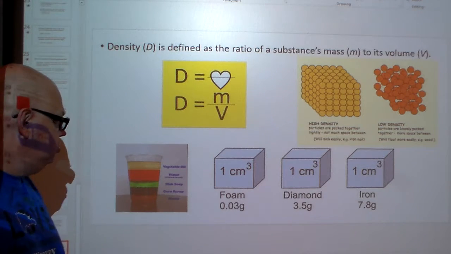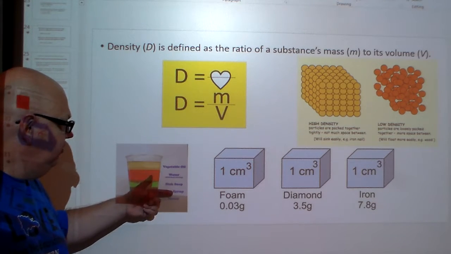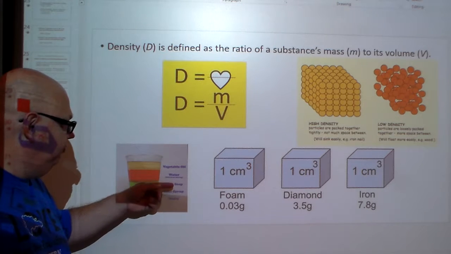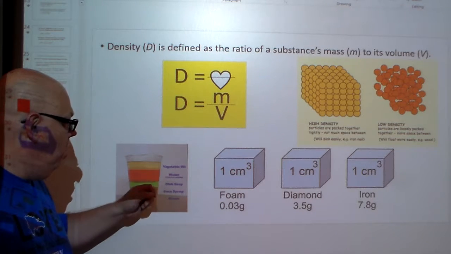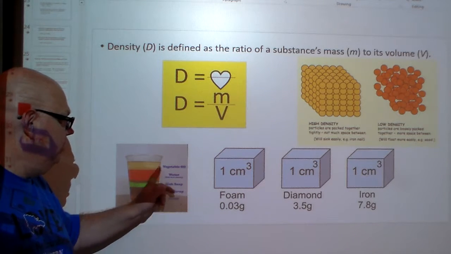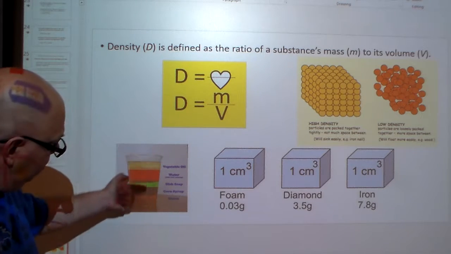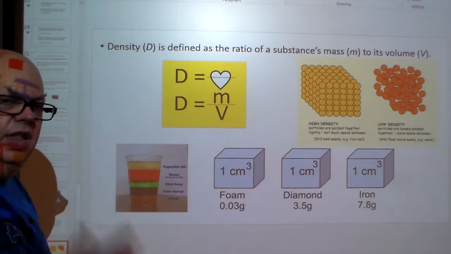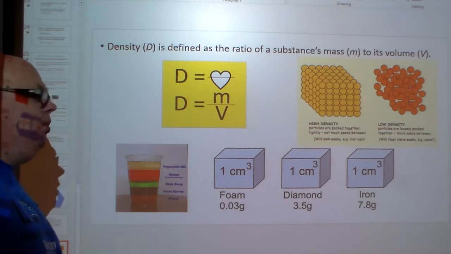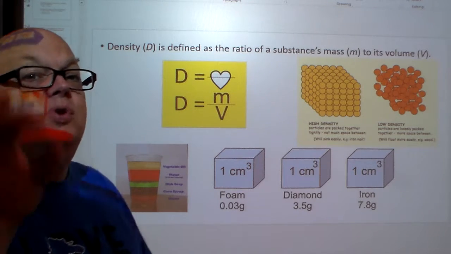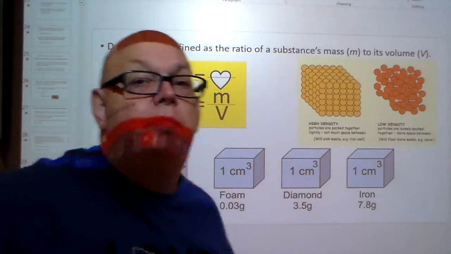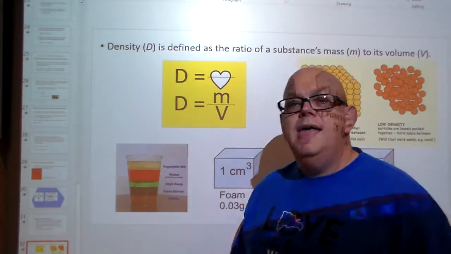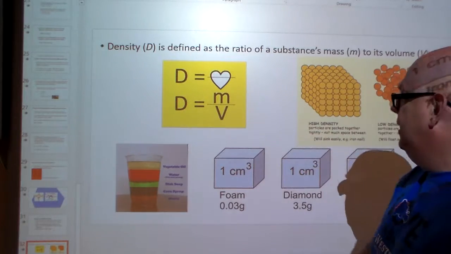So here on this picture, we've got different densities of different things. We've got honey, corn syrup, dish soap, water with some food coloring, and vegetable oil. And if you notice, they form 1, 2, 3, 4, 5 distinct layers in the cup. Well, what's going on? The stuff that's more dense is going to sink to the bottom first. Why? Because it's heavier.